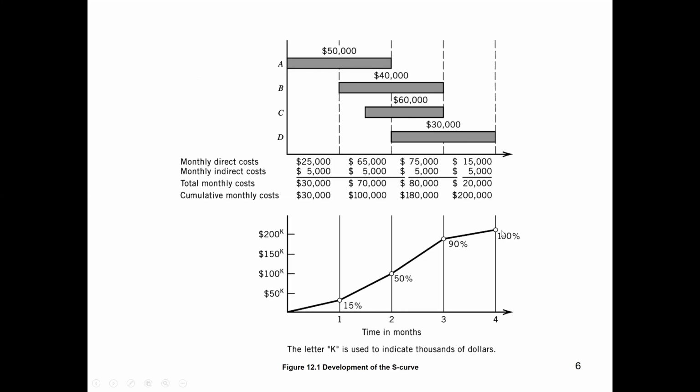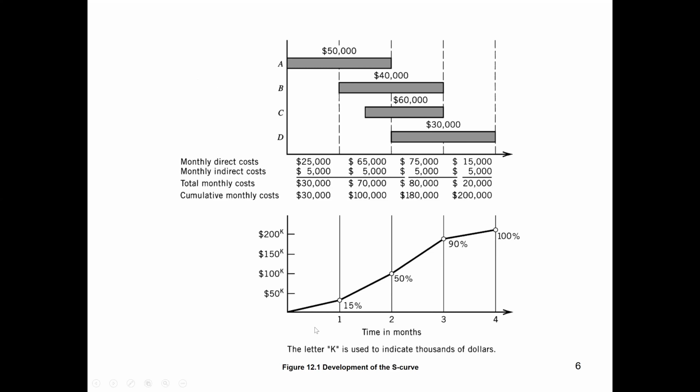Now, in terms of percentage, the total cost, monthly direct cost and indirect cost total, is 200,000. So 30,000 divided by the total cost will become 15%. Then 100,000 divided by the total cost, in terms of percentage, will become 50%. 180,000 divided by 200,000 will become 90%. 200,000 divided by 200,000 is one, so it will be 100%. So this is the S curve, you know. Then we join these points. So in terms of percentage, month number 1 is 15%, month number 2 is 50%, month number 3 is 90%, and month number 4 is 100%. So this is the S curve.